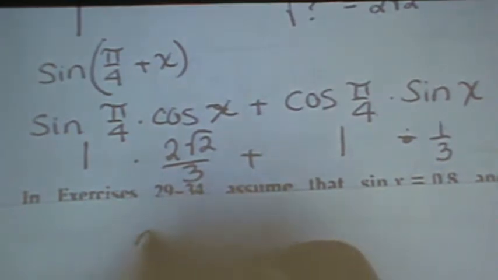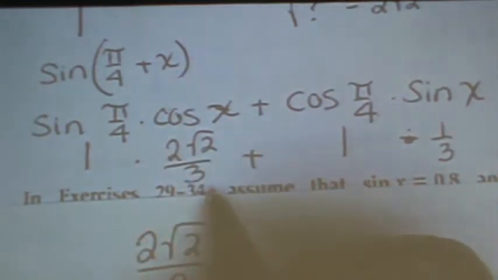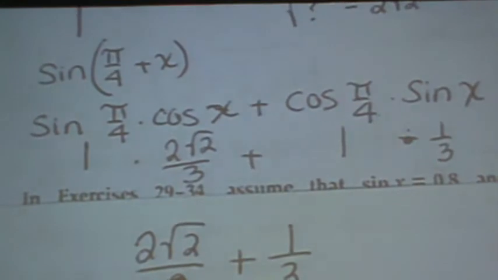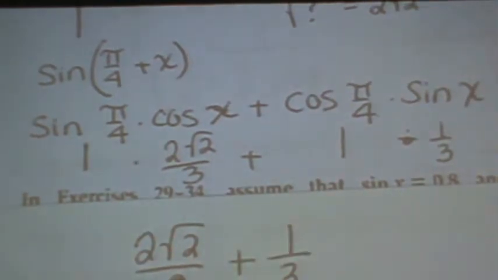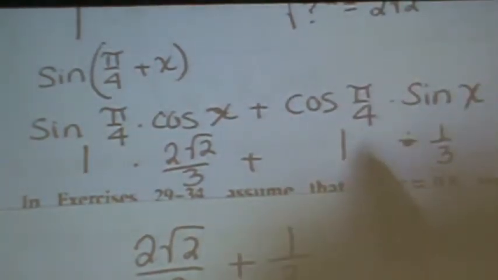So you've got 2 root 2 over 3 plus 2 root 2 over 3 plus 1/3. So I end up with 2 root 2 plus 1 all over 3. I'm sorry, I have an error. I had a feeling something was wrong. Okay, back up, right here.